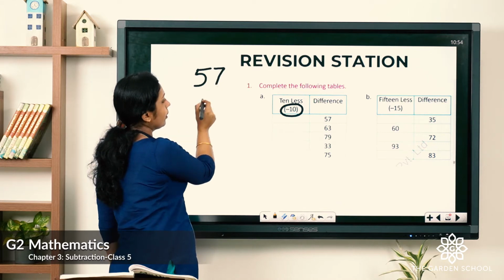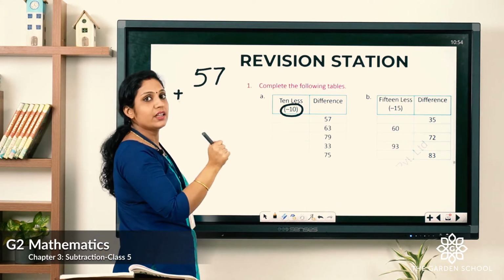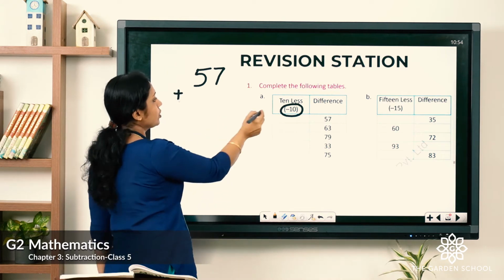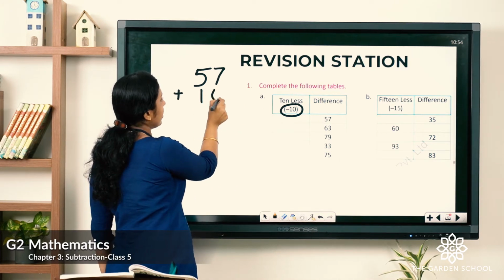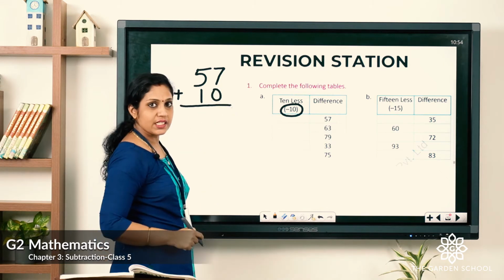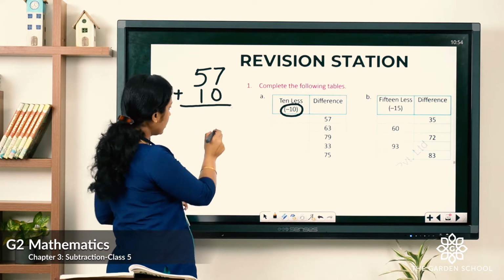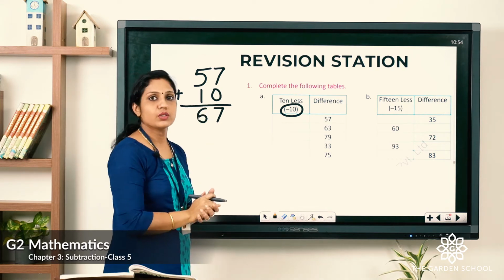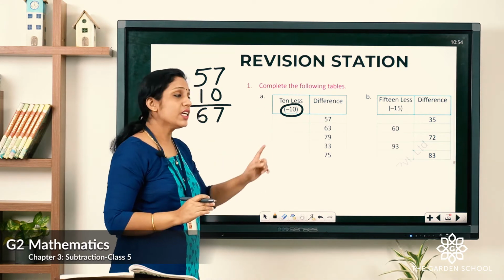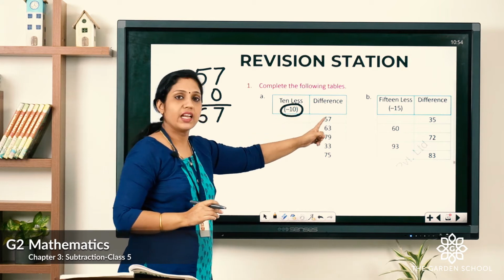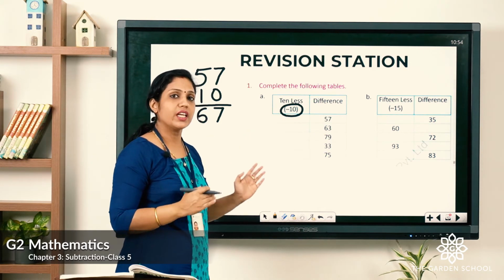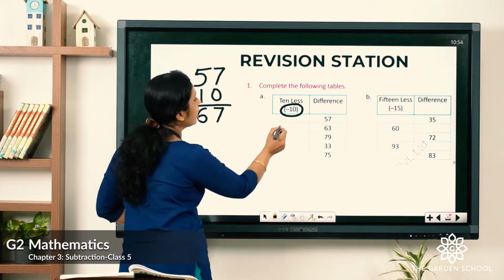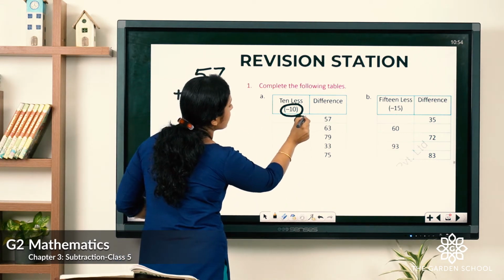57 plus, we need to add difference plus subtrahend to get the minuend. So the subtrahend is 10. Now what's the answer? 7 plus 0, 7. 5 plus 1, 6. So 67. Just now check 67 minus 10 is 57. You can check in this way also whether our answer is correct or not. So what you have to write here? Here the answer is 67.